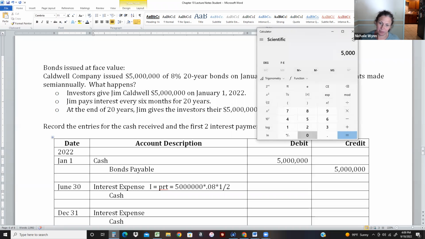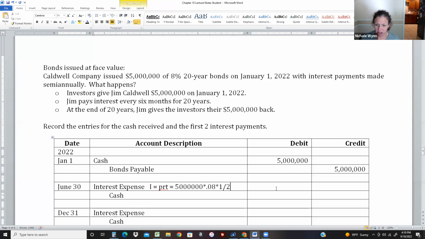5 million times 0.08 is 400,000 a year. So times 0.5 is $200,000 every 6 months. And he will do that exact same journal entry every 6 months for 40 years. So somebody's going to be in charge of the bond, and who owns the bond, like who the bondholders are, and will be in charge of processing payments to all those people every 6 months.